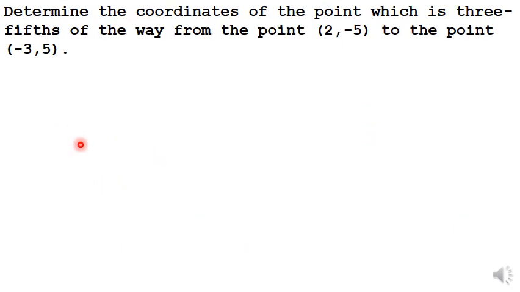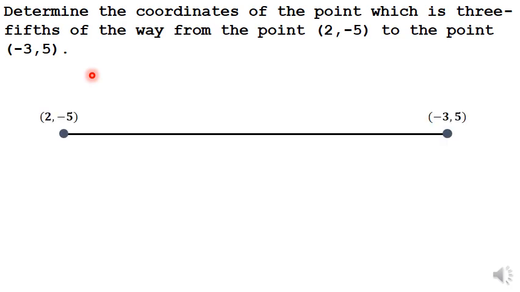Determine the coordinates of the point which is 3/5 of the way from the point 2, -5 to the point -3, 5. So here we don't necessarily need to draw the segment in the Cartesian plane. As long as we have the first point and the second point, regardless of the orientation, we can always form the segment. Now according to the problem, from 2, -5 to -3, 5, there is a point somewhere which is located exactly 3/5 of the way.